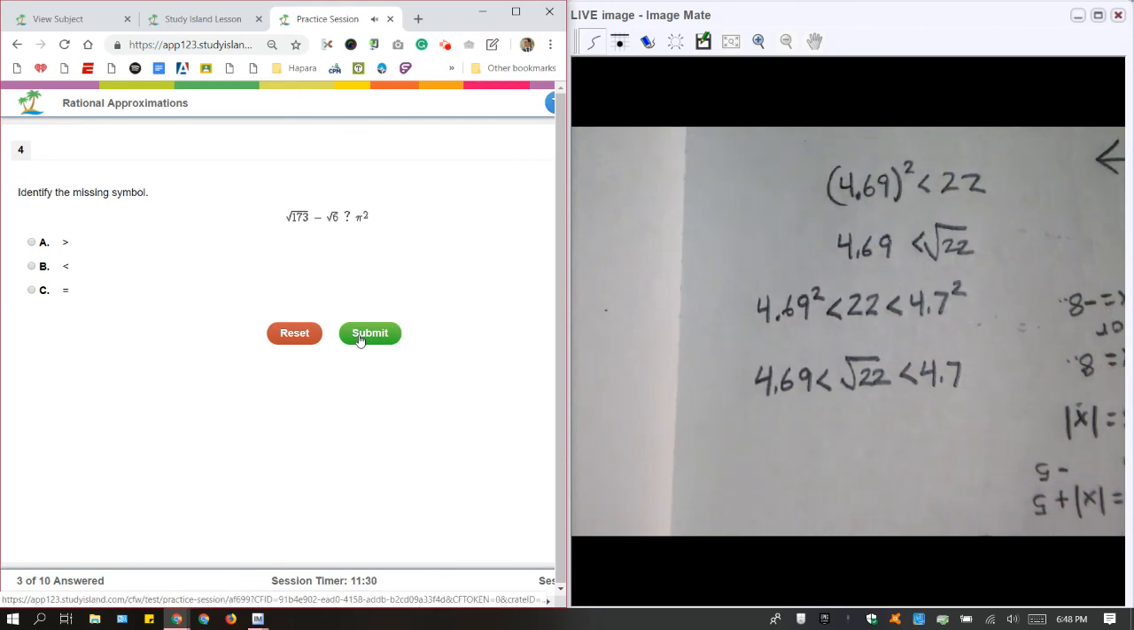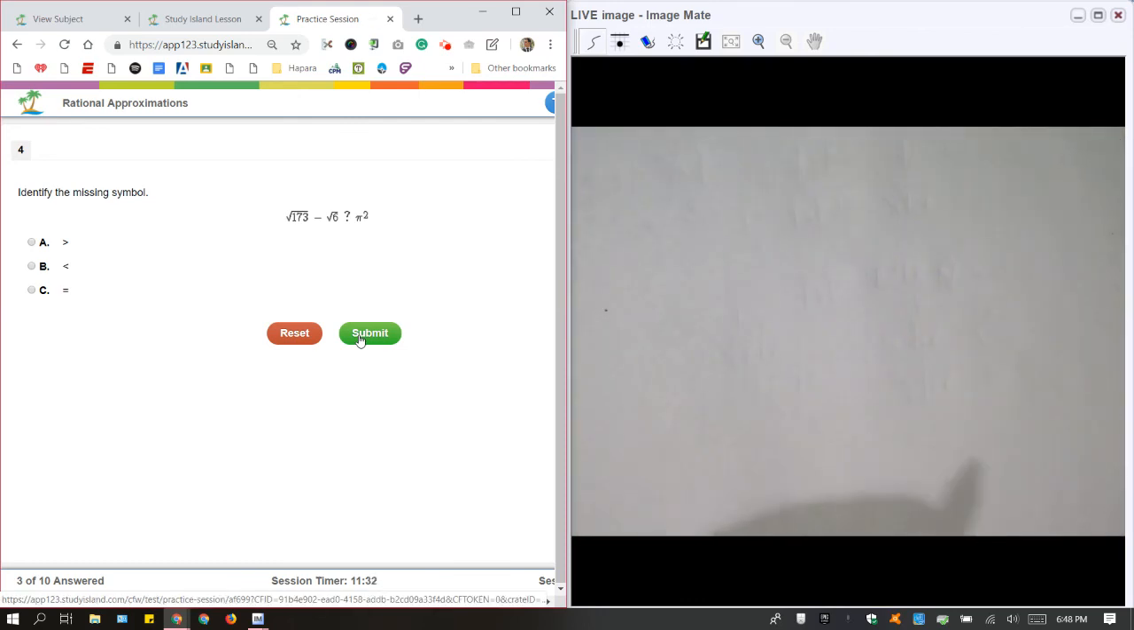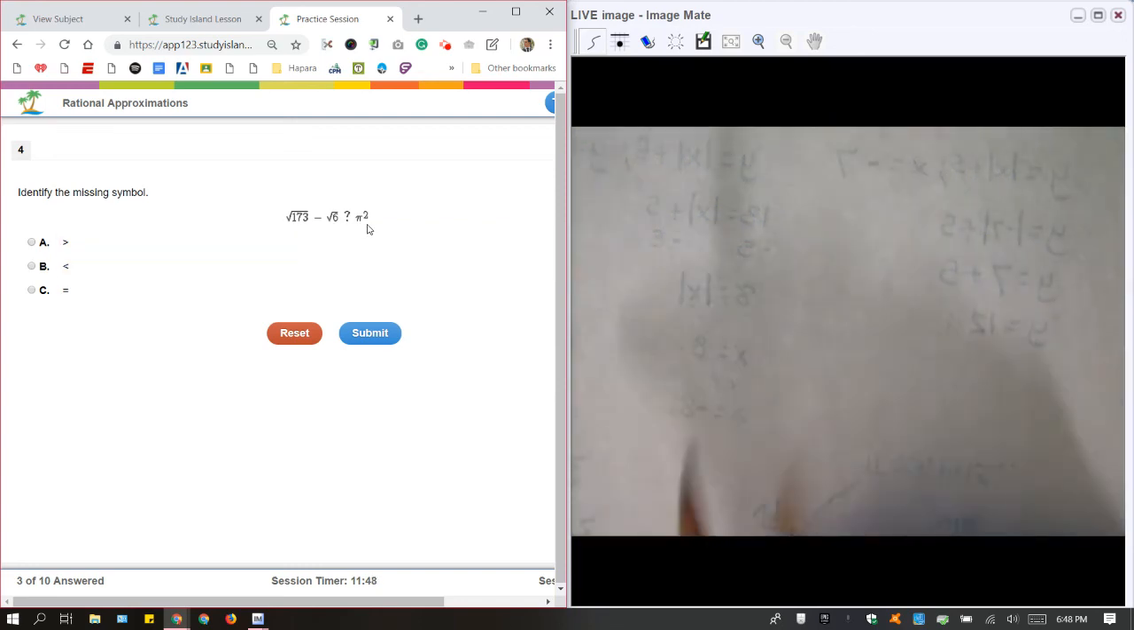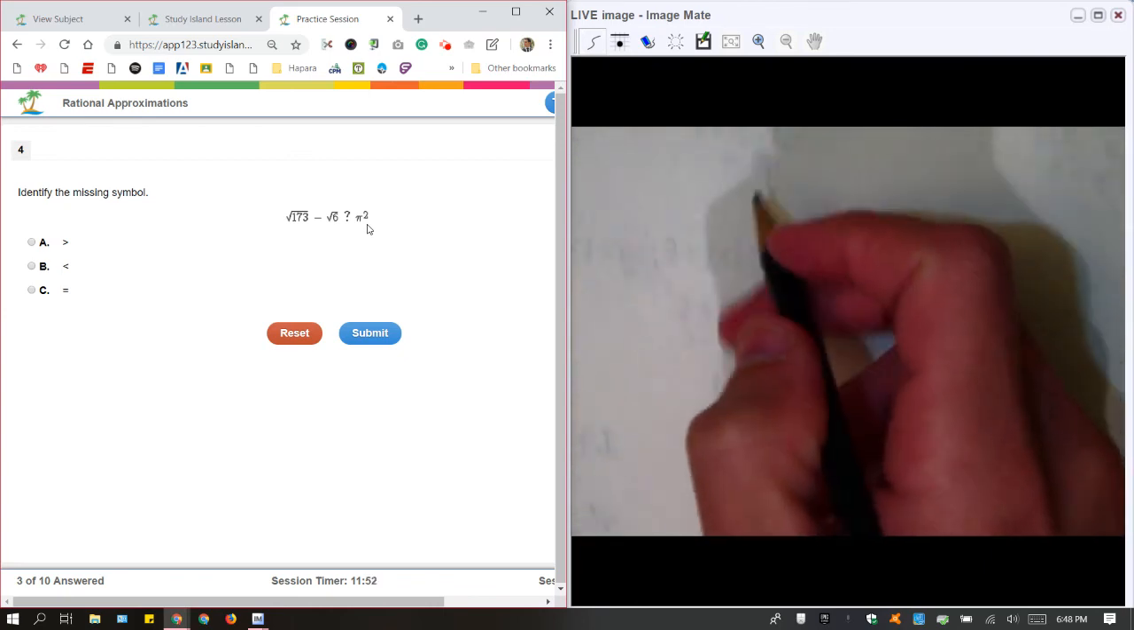Identify the missing symbol. We've got the square root of 173 minus the square root of 6, something compared to pi squared. So are these two together more than pi squared, less than pi squared, or equal? Well, first of all, what is pi approximately? Pi is a little bit more than 3.